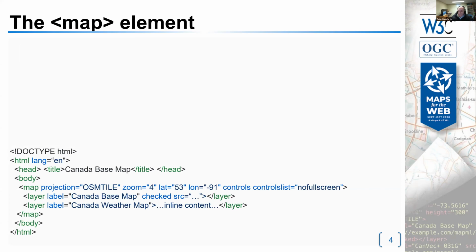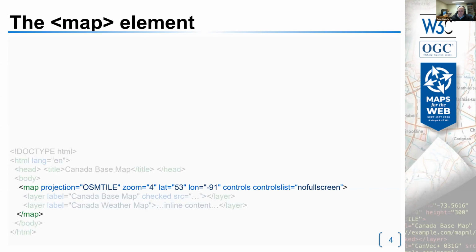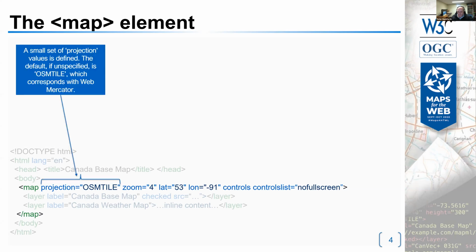Map projections define the coordinate systems in effect in the scope of the map, so that coordinates of places on Earth, or potentially other planets too, may be drawn on a 2D plane. Every map has a coordinate system that is shared by its layers. So, the proposed map element has a set of defined projection values. The default value, if unspecified, is OSM tile, which corresponds with Web Mercator. The set of projections is small, yet extensible, in the same way that, for example, HTML rel values are extensible, in other words, by agreement.